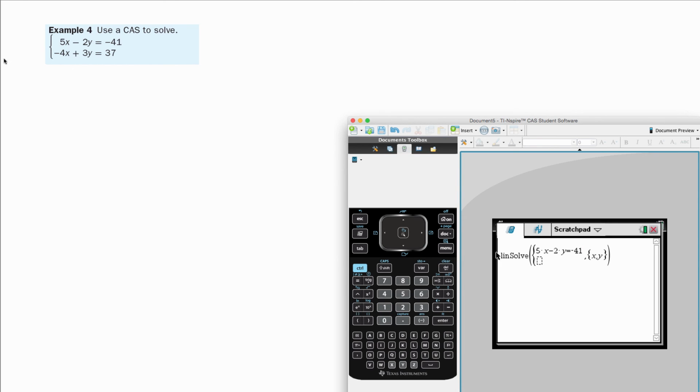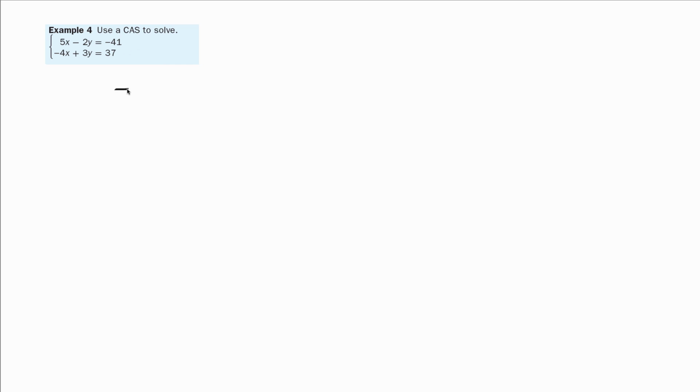Now I'm going to swing down to the next equation. I'm going to put in negative 4 times x plus 3 times y, and that equals 37. I've got my 2 equations in there. I think I did it right. I'm solving for x, y, hit enter, and it gives me a solution. So my linear equations solve to be negative 7 and 3. So that's making use of the CAS to solve a system of linear equations.